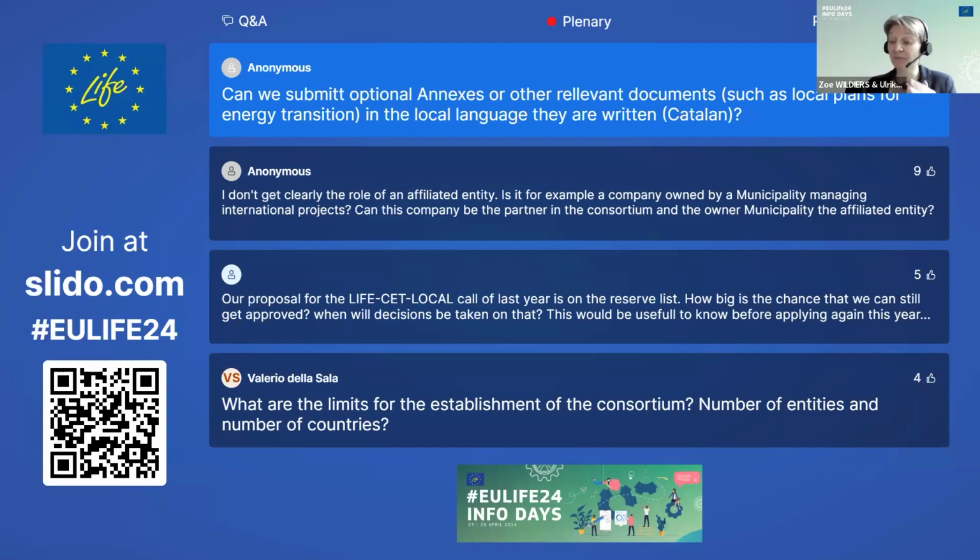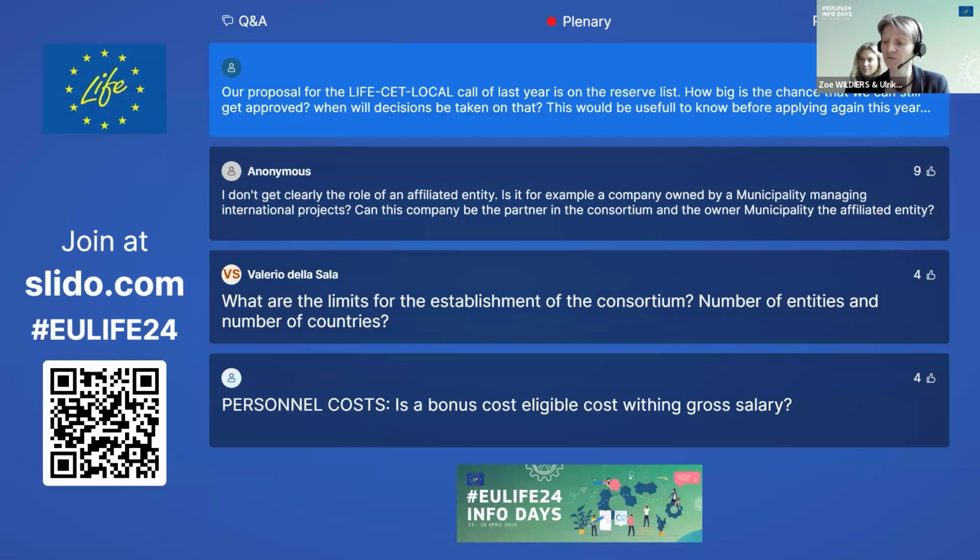What else did I see? People who are on the reserve list, what are the chances of being funded? Right now, as you know, we have started grant agreement preparation for the successful proposals. We never know. It could happen that some don't materialize and budget would be freed for other proposals. It's difficult right now to have a view on that.